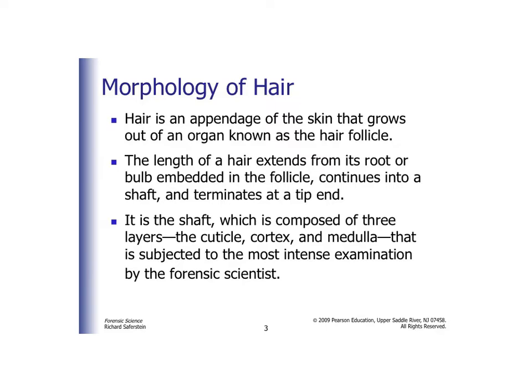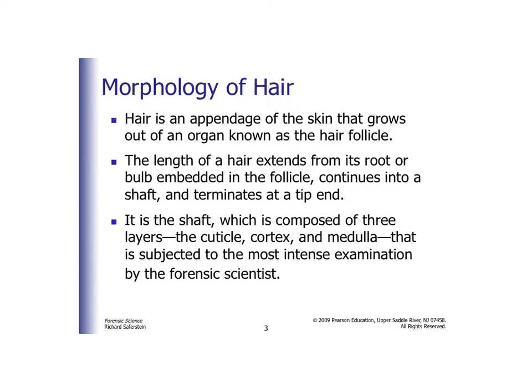So morphology is just a fancy word for shape or structure. Hair is actually part of your skin. It's considered an appendage, which means something that's coming out from the skin. It goes all the way from the bulb, and we're going to talk about the different phases of hair. I've got pictures in just a moment. It goes from the bulb or the root of the hair to the end of the hair follicle.